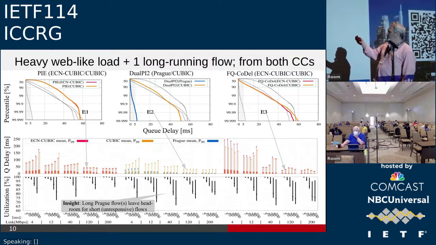We've got cubic ECN versus cubic non-ECN on the left-hand column, and the right-hand column, left hand being PI, right being FQ-CoDel again. Middle is Prague versus cubic. So all the time we're trying to compare ECN versus non-ECN, so we cut out any effect of ECN itself.